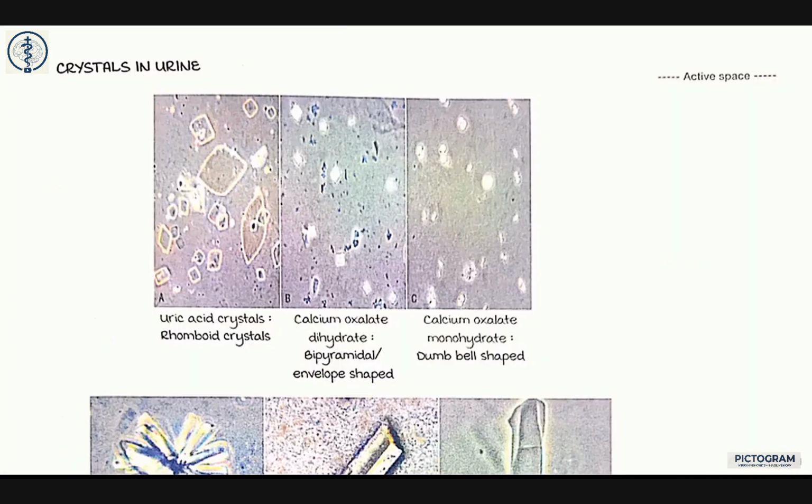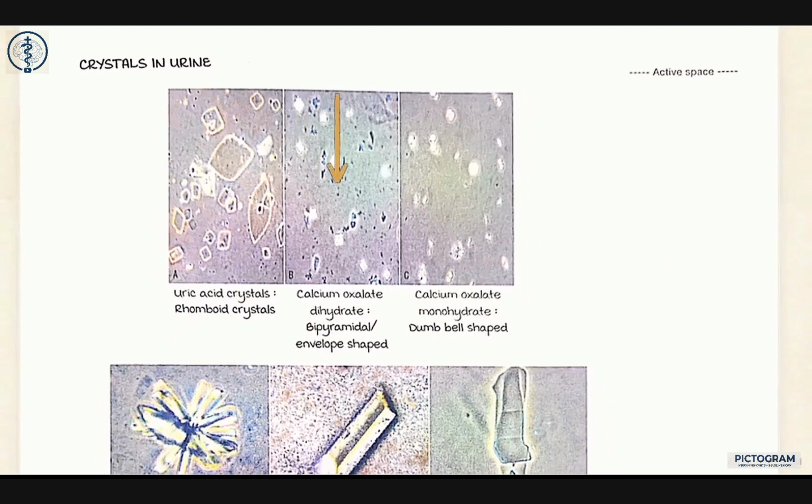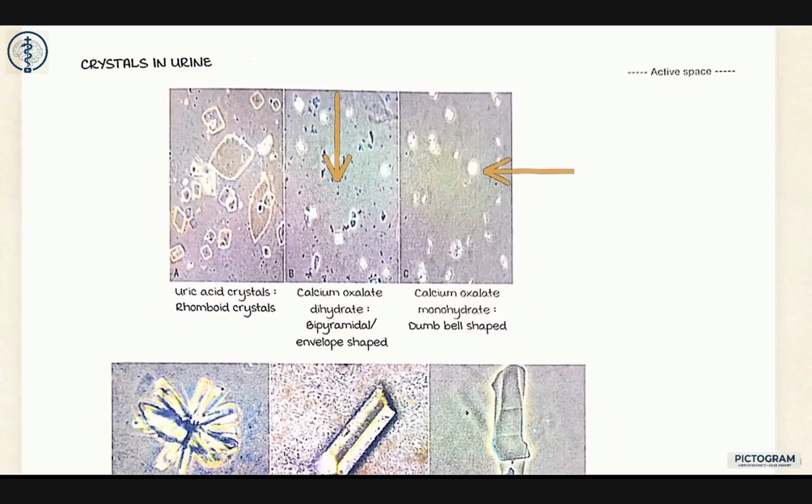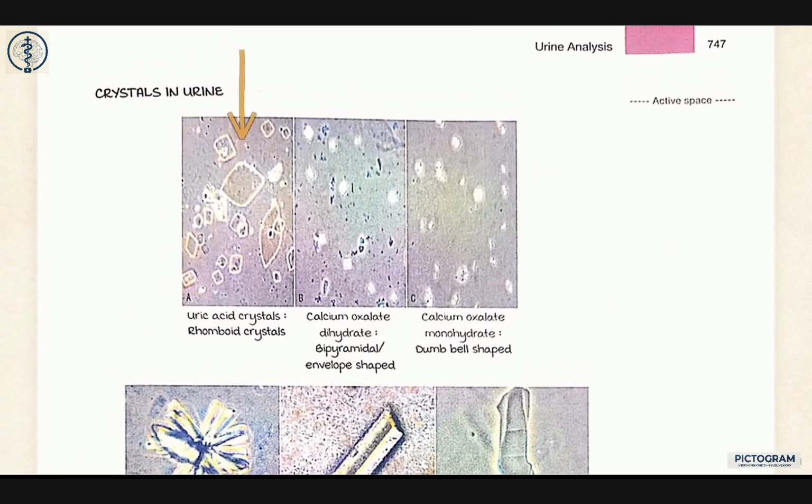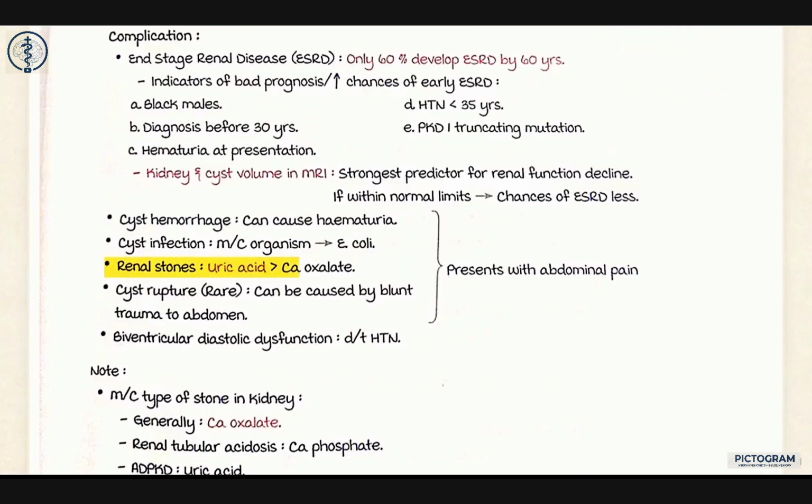The geometric diversity of urinary crystals reflects distinct metabolic failures. Calcium oxalate appears in 2 forms, the bipyramidal, envelope-shaped dihydrate, and the dumbbell-shaped monohydrate. Uric acid crystals are identified by their sharp, rhomboid structures. In patients with adult polycystic kidney disease, uric acid stones are the primary driver of nephrolithiasis.